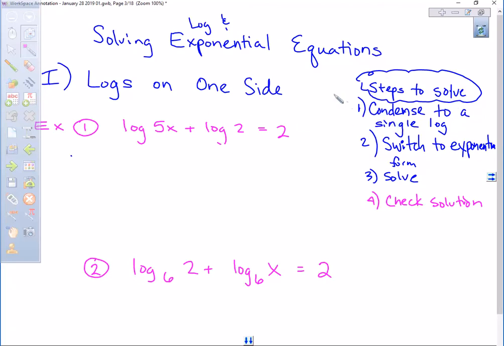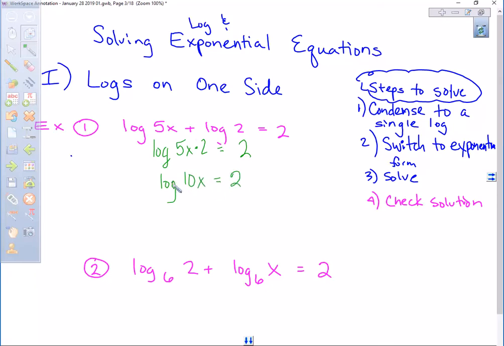If they just have a log on one side, we're going to condense those logs to a single log. Then we're going to switch forms. So we'll switch from log form to exponential form and solve. And you can always check your solution. All right, so let's take a look at this. Now this is addition. Let's remember, we can rewrite addition as multiplication. So this becomes log of 5x times 2 equals 2. Well, that's just log of 10x equals 2.